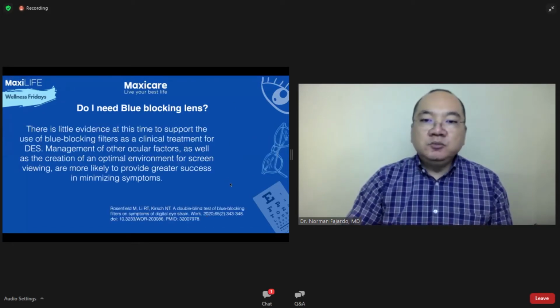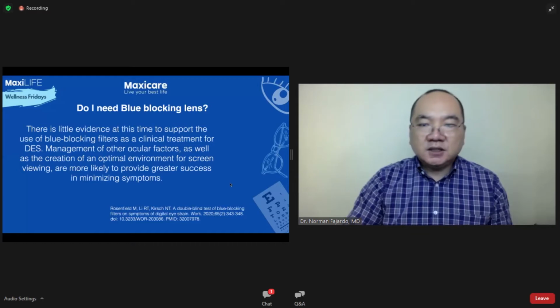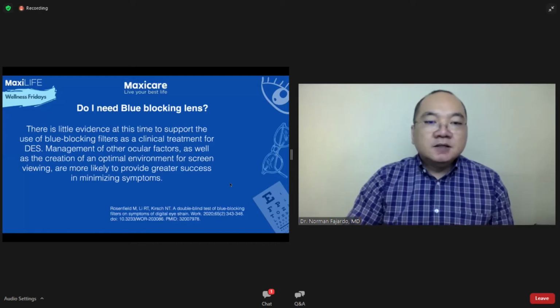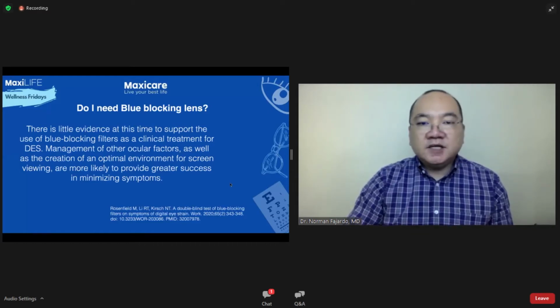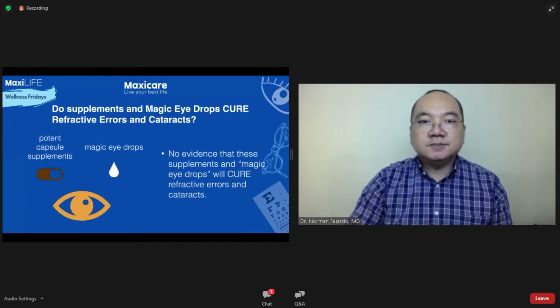So do I need blue blocking lenses? In a study conducted in 2020, there is little evidence at this time to support the use of blue blocking filters as a clinical treatment for digital eye strain. Management of other ocular factors, as well as the creation of an optimal environment for screen viewing, are more likely to provide greater success in minimizing symptoms.